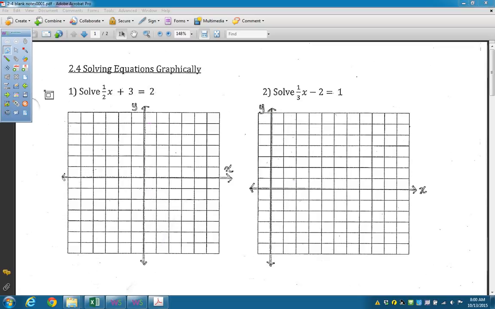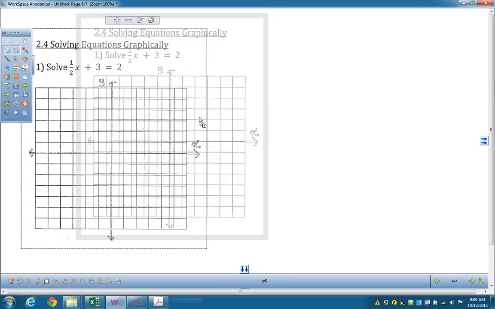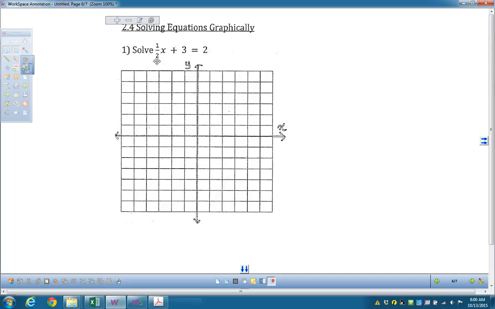So, what does a line with a slope of 1/2 look like? What's the y-intercept? 3. So I go up to 3, and it's got a slope of 1/2, so I go over 2 and up 1. Over 2 and up 1. This is good practice for graphing lines. So let's see how accurate I can be. There's a pretty good line.